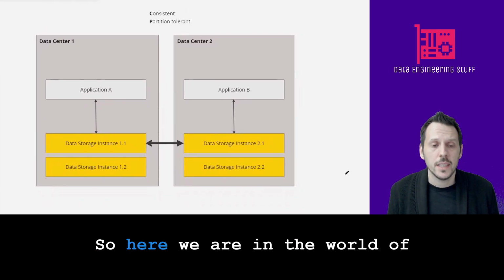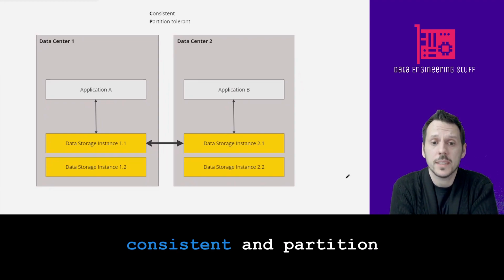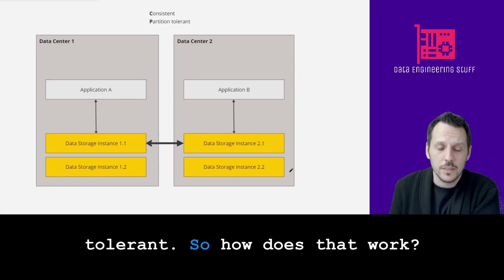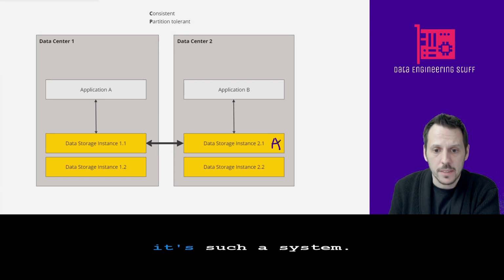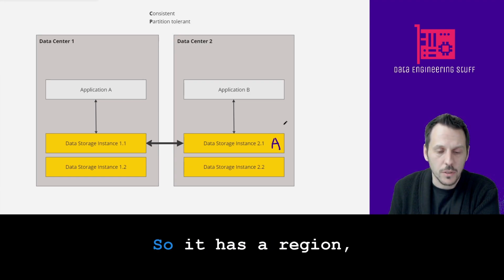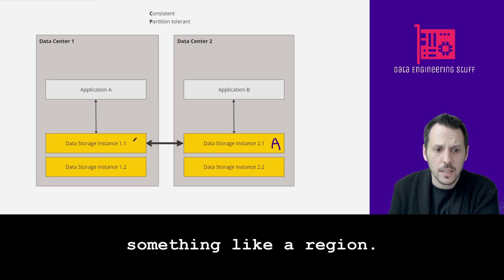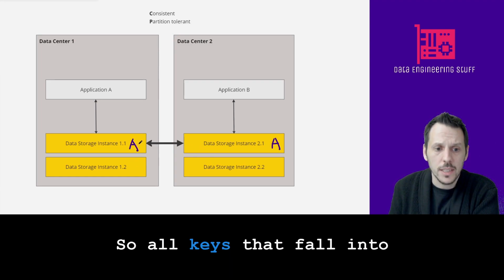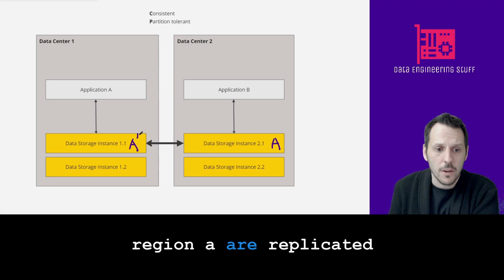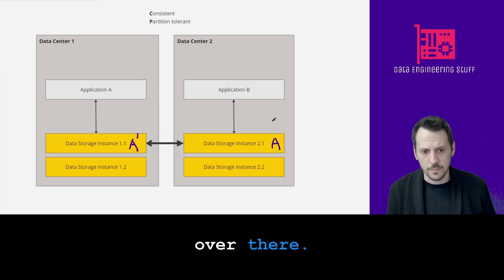So here we are in the world of consistent and partition tolerant. How does that work? Apache HBase is such a system. It has something like a region. So all keys that fall into region A are replicated over there.